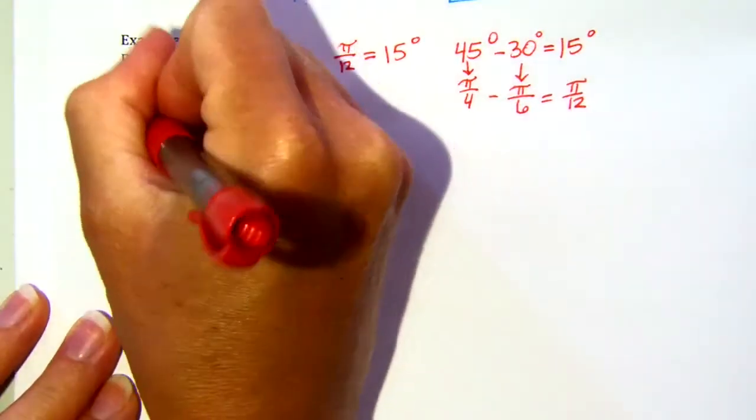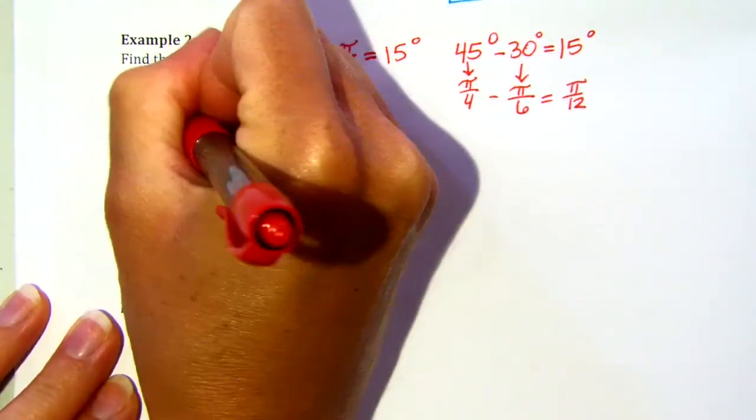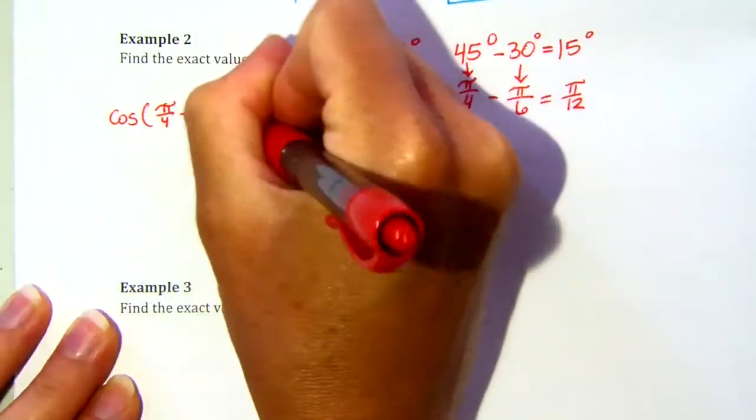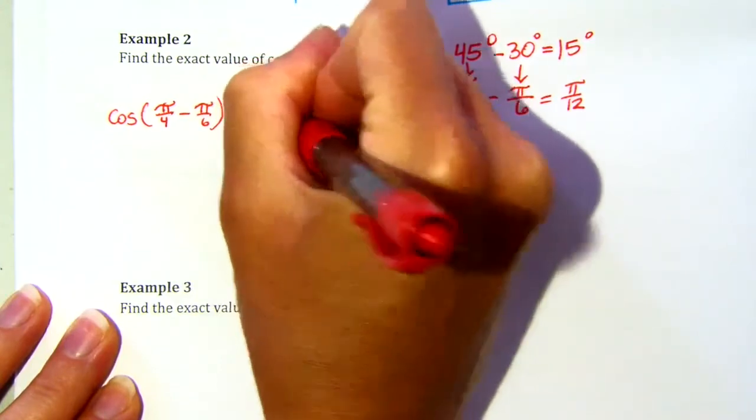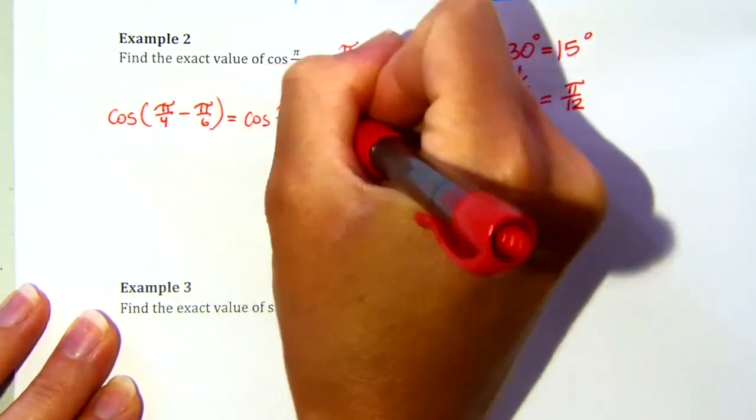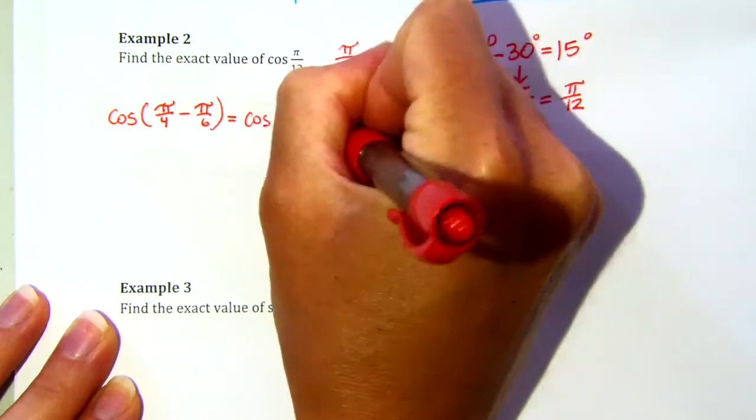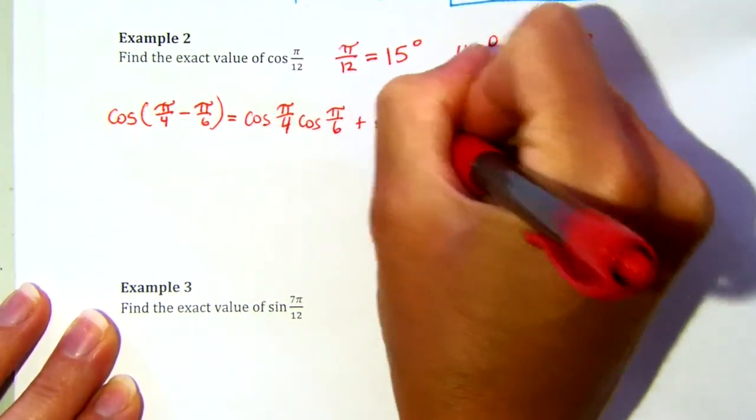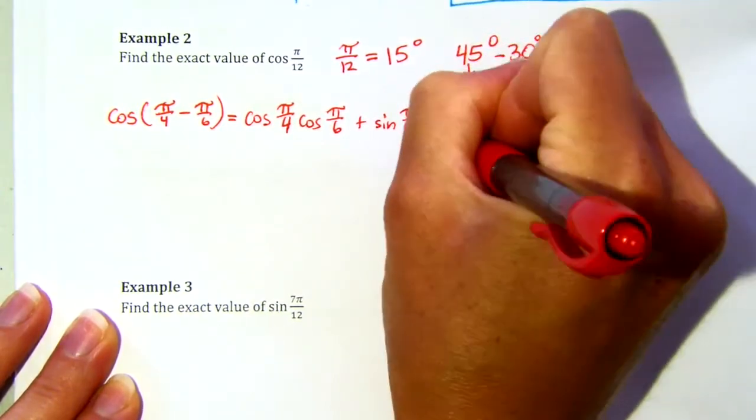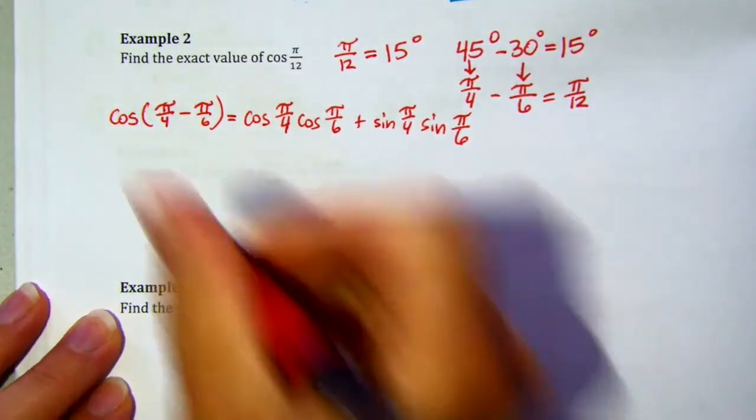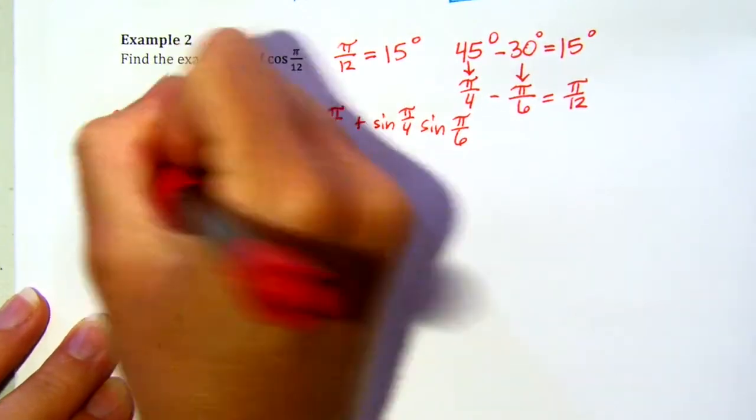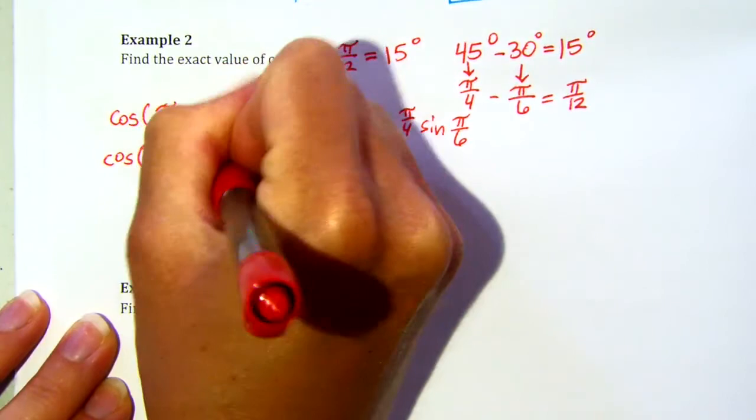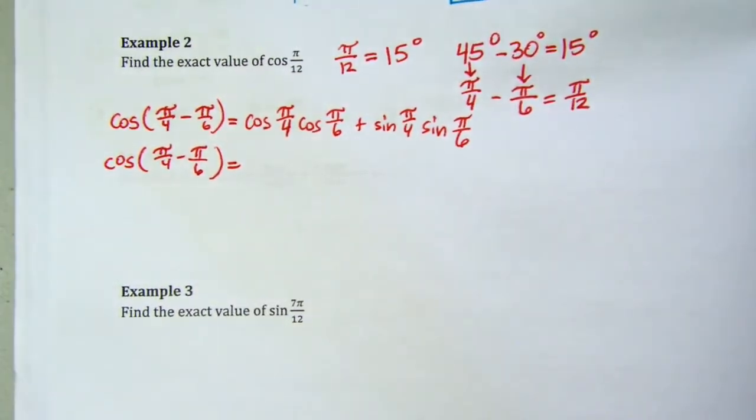The cosine of pi over 4 minus pi over 6 is equal to the cosine of pi over 4 times the cosine of pi over 6 plus the sine of pi over 4 times the sine of pi over 6. Now we have to use our unit circle and evaluate each of those.